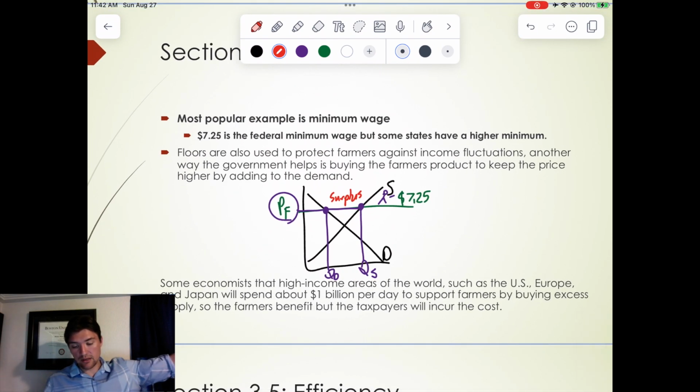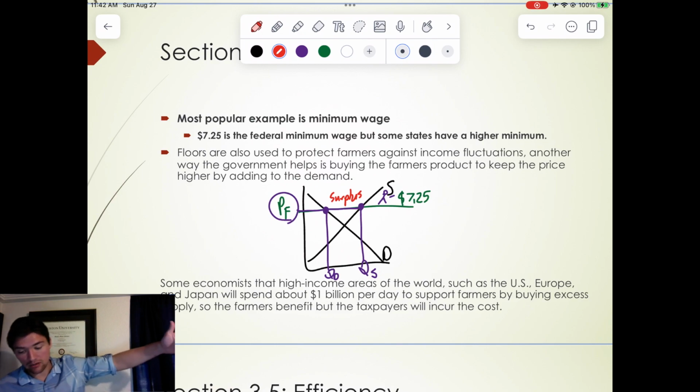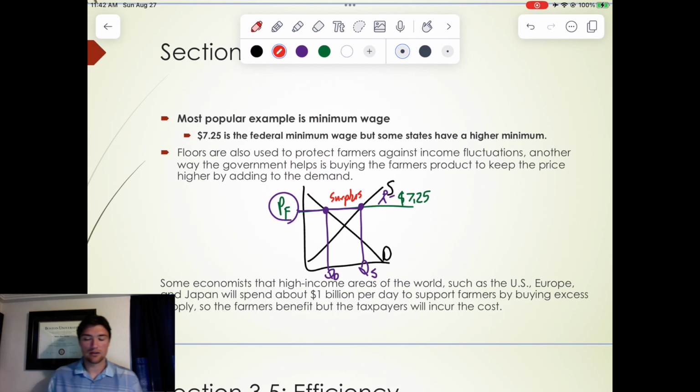Some economists say that high-income areas of the world, such as the US, Europe, and Japan, spend about $1 billion per day to support farmers by buying up the excess supply. So the farmers do benefit, but where does the government get their money? The taxes. So the taxpayers have the extra cost of this. Some people might not be happy, thinking, well, I never buy corn. Why are my tax dollars going to corn?